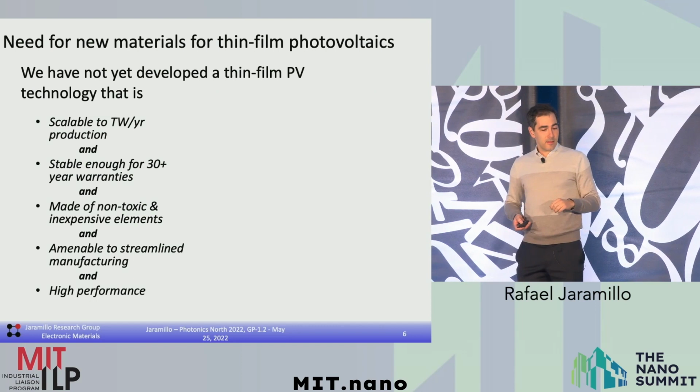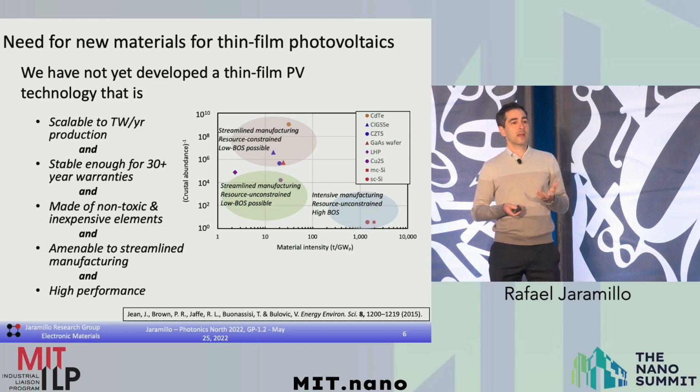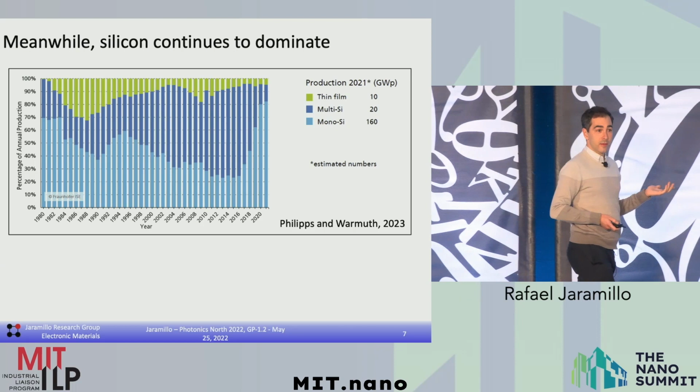I'm not going to delve into the details here. This is from a paper from some years ago from Vladimir and Antonio Buonassisi, highlighting where we still don't have the technology to make thin film PV really take off. The story remains the same. Silicon dominates, right? This is market share.